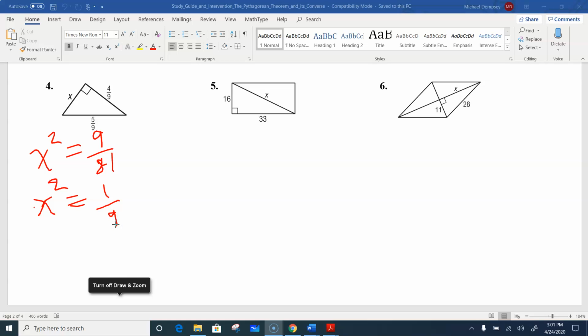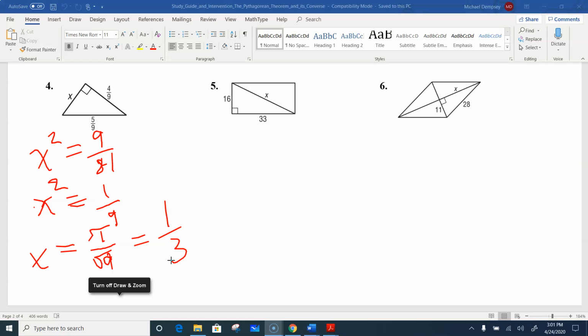So we take the square root of both sides. And what I have is, when I take the square root of both sides here, x equals square root of 1 over square root of 9, which is just 1/3. Which is also the same as 3/9, 3-4-5 right triangle.